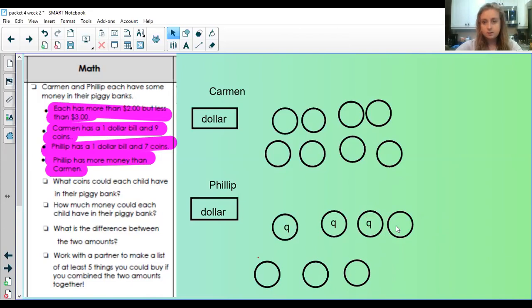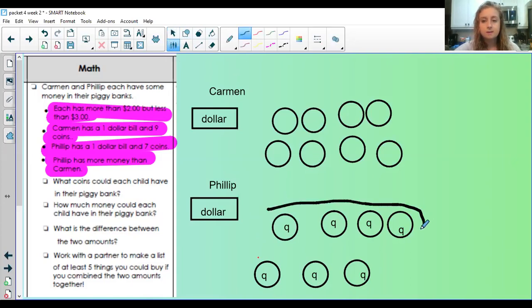Okay, that's a quarter, that's a quarter, this is a quarter. This is a quarter. This is a quarter. And I'm doing that because I know quarters are worth the most for coins that we're using. So I want to see if I can get him under $3. So if I have $1, I know that 4 quarters equal $1. So what I'm going to do is I'm going to circle these because I know this is another $1.